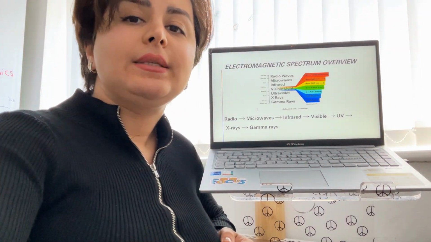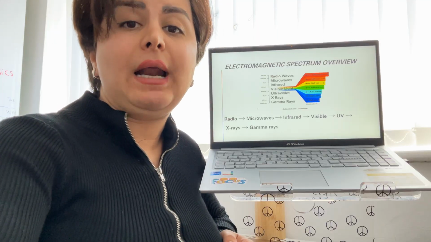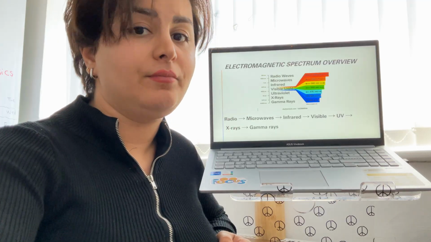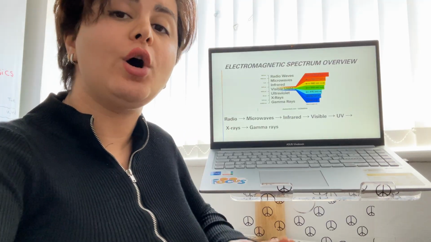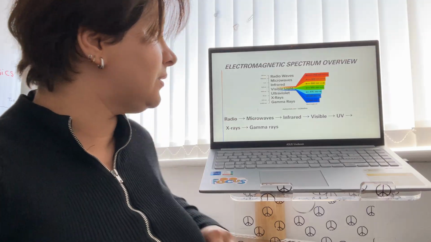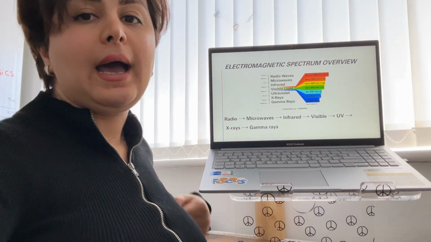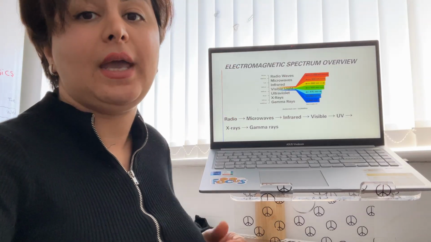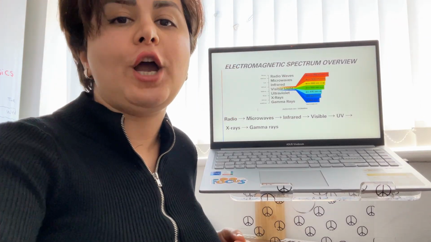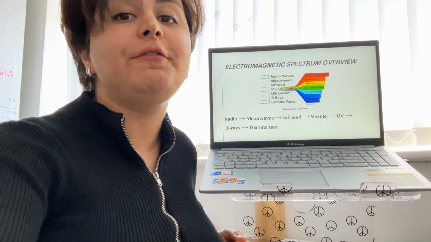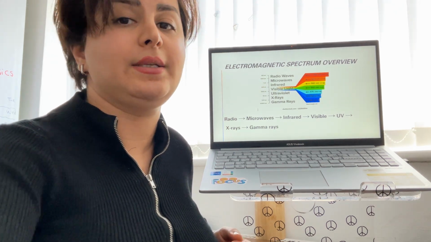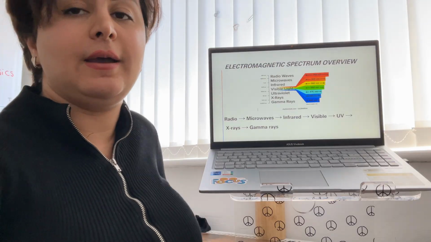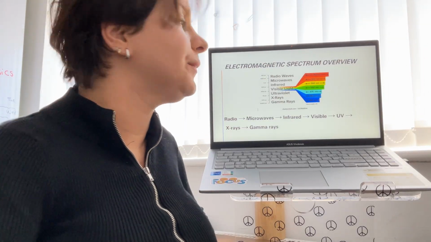So, the electromagnetic spectrum is arranged in order of increasing frequency and energy. Radio waves have the lowest energy, as you can see, and gamma rays have the highest energy. Each type of wave has different properties and uses depending on the level of energy that they have.